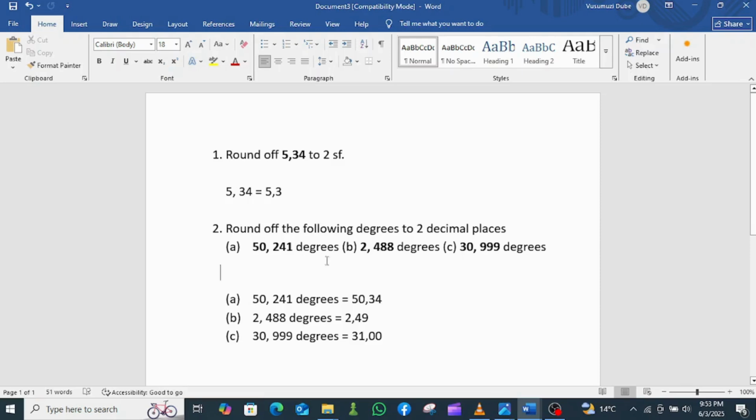1, 50,341 degrees. 2, 2,488 degrees. 3, 30,999 degrees. Rounding off number 1 to 2 decimal places, I will count 2 numbers after the comma. 1, 2, and I look at 1. It's less than 5, so I don't add anything to the next digit, and the answer is 50,34 degrees.